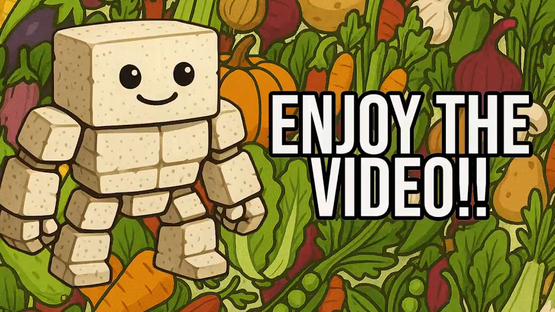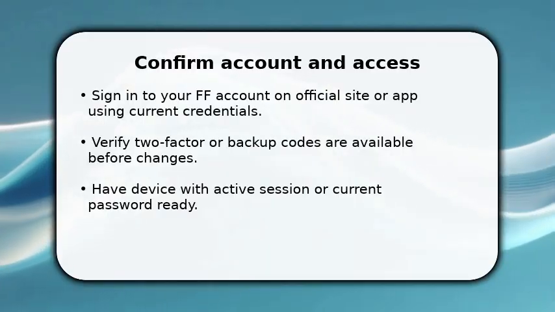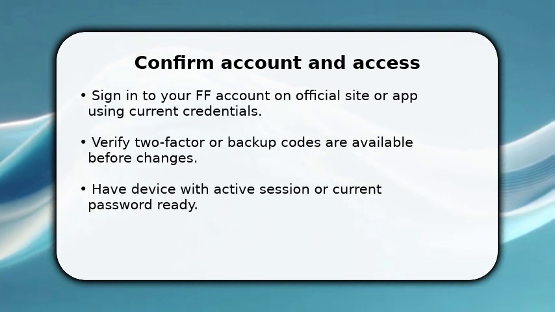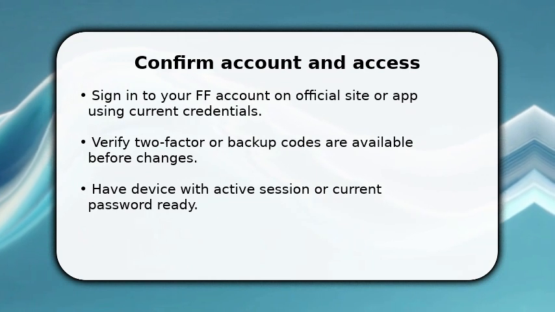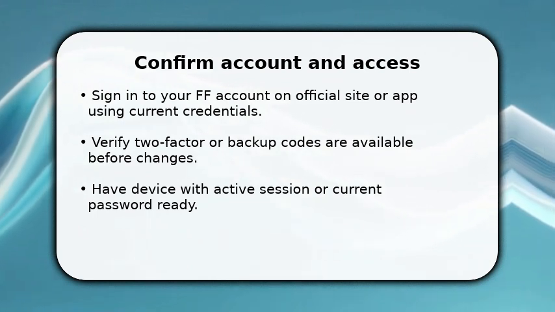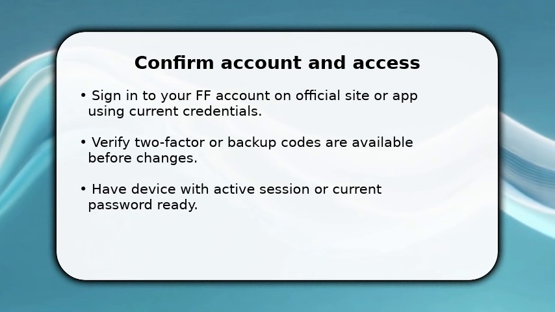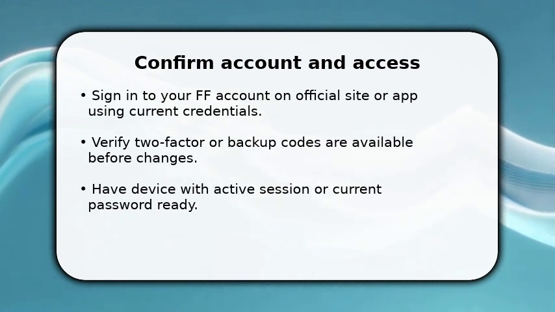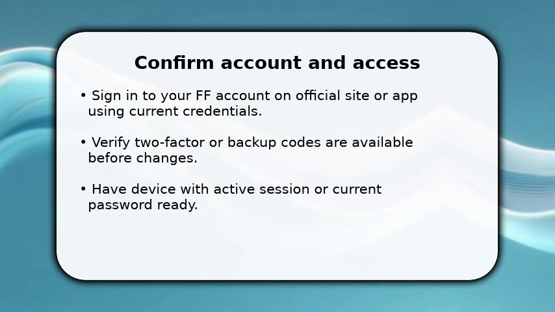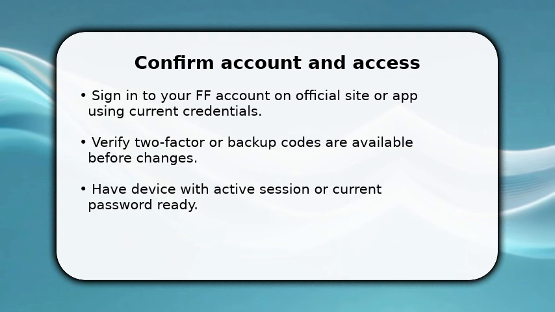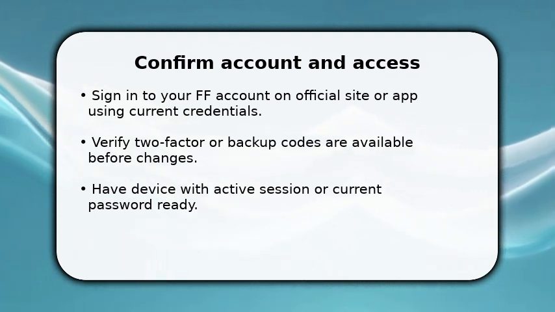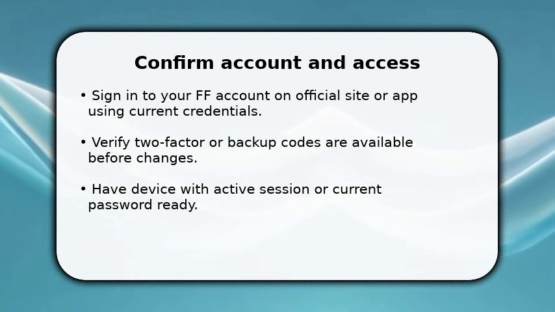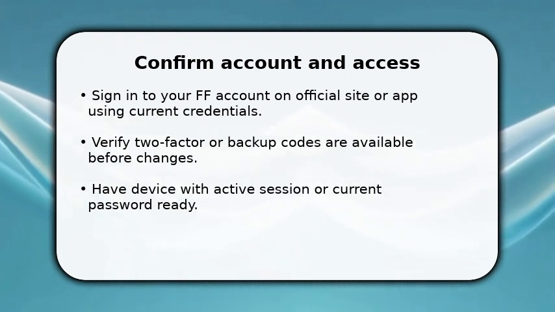You start by signing into your FF account where recovery settings live. You need an active session or the current password so the service trusts you. Otherwise, you must re-authenticate. Once signed in, open security or account settings and locate recovery email. Make sure two-factor authentication or backup codes are ready. They prevent lockout if email removal triggers additional verification. This step reduces risk and speeds the next actions.